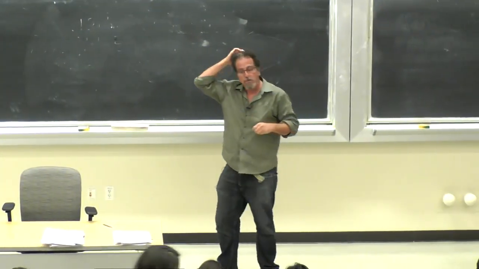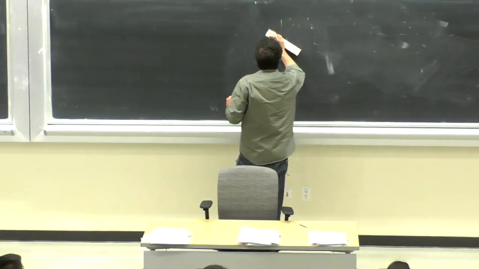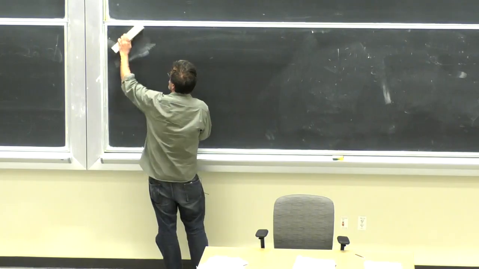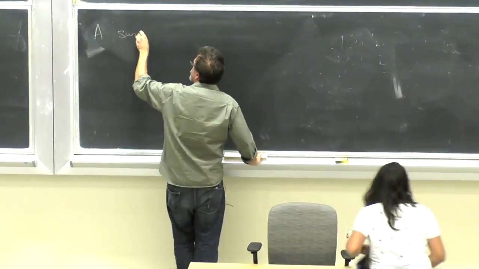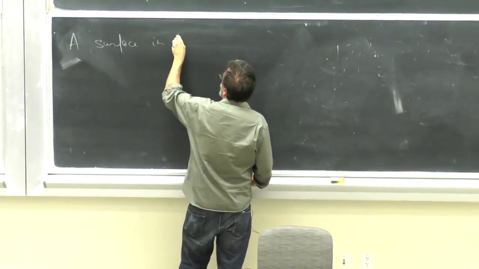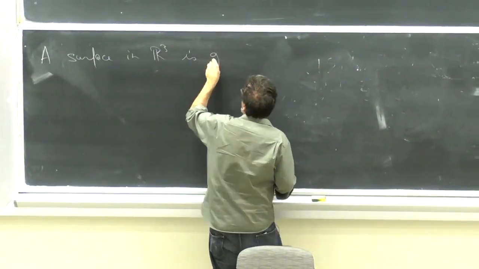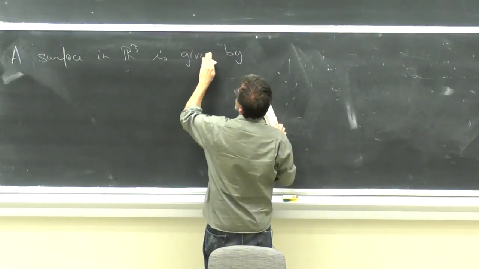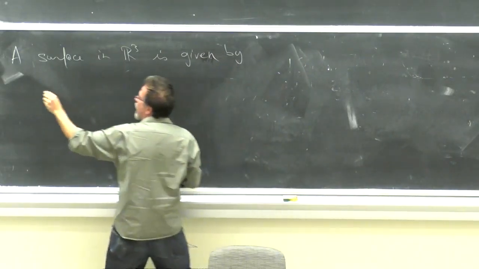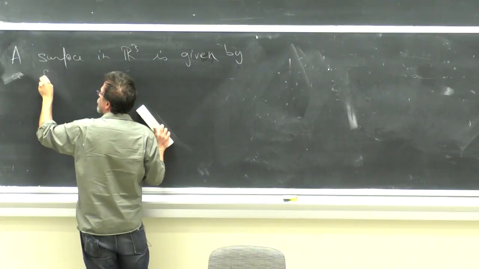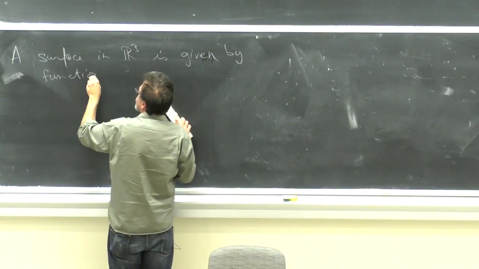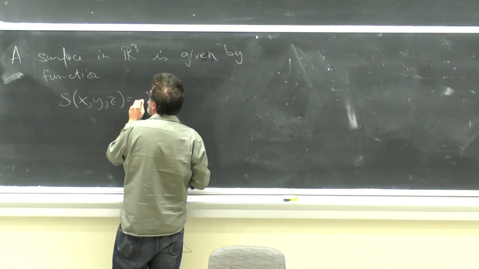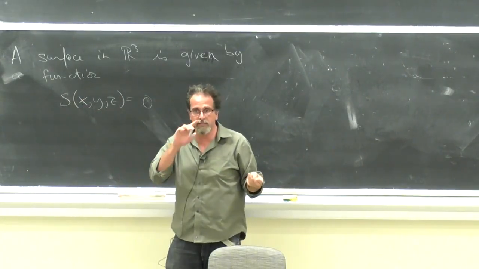Okay? So in general, a surface in R3 is given by a function S of x, y, z equal to 0. Okay? It's given by a function.